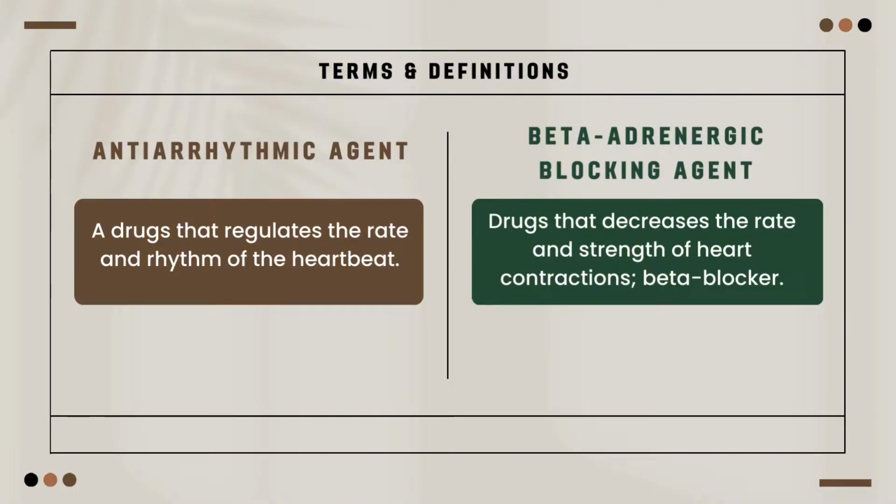Next is the beta-adrenergic blocking agent. They are also known as the beta blockers, medications that work by blocking the effects of the hormone epinephrine on beta receptors. They can be found in the heart and part of the sympathetic nervous system.